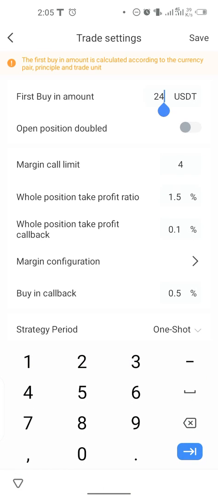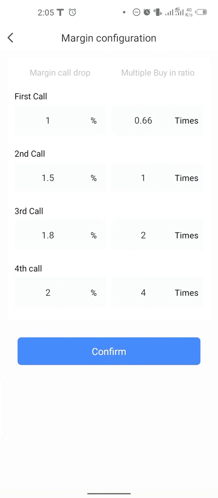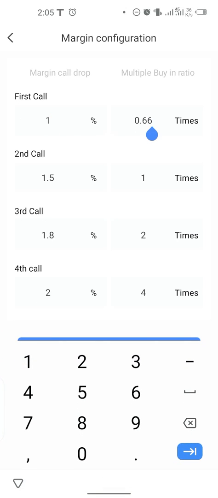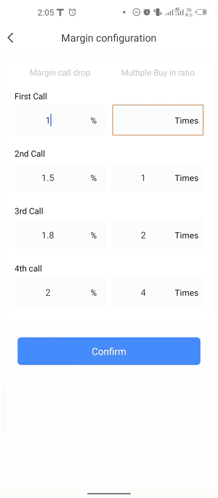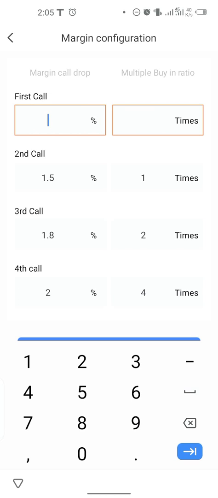Now I come here on the trade settings. Now I edit, I put 15, which is the lowest first buying amount. Now I make my margin calls 4, basically because I'm a one-shot trader. Then I'll come here on the margin calls. Now the margin calls help us to prepare when the market will go against us.